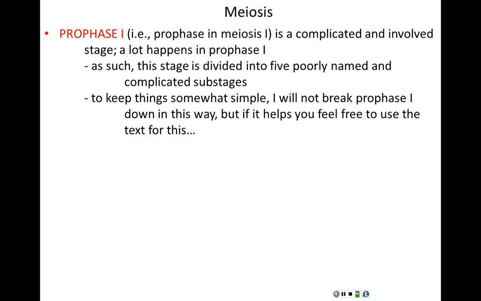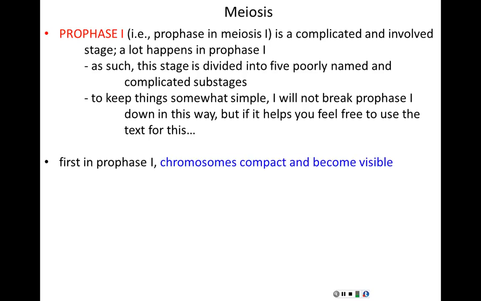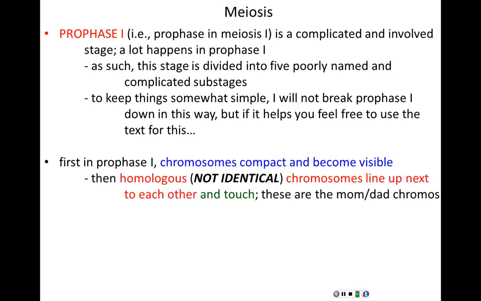To keep things somewhat simple, I'll not break prophase I down into these substages. If it helps you to break things down and compartmentalize, feel free to use the text to do that breaking down with those names. It's up to you. The first thing that happens in prophase I that is of any consequence is the same thing that happens in prophase of mitosis. The chromosomes compact, they become very dense, and they become visible on a light microscope.